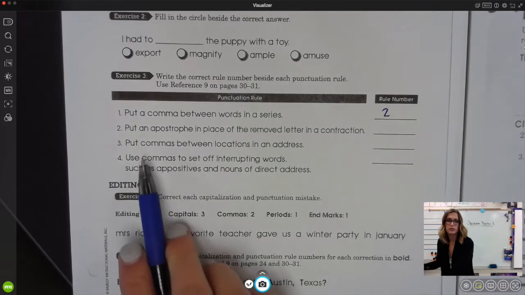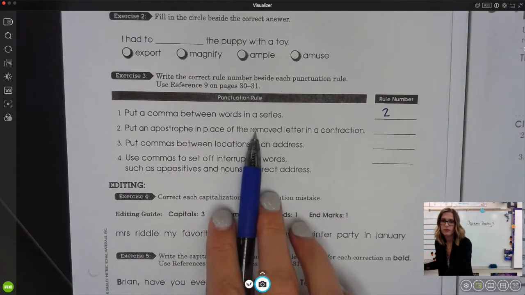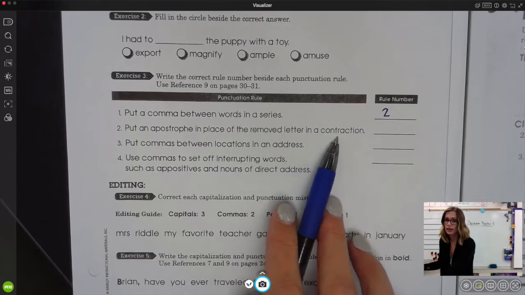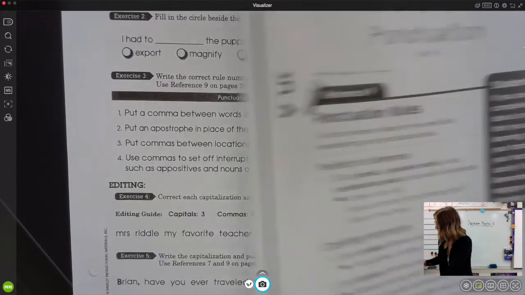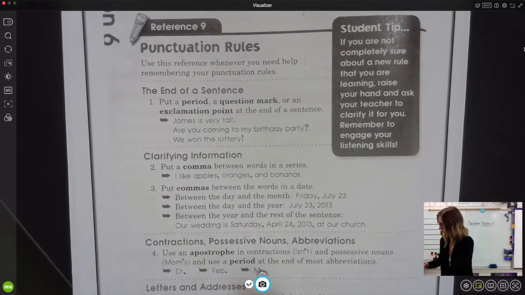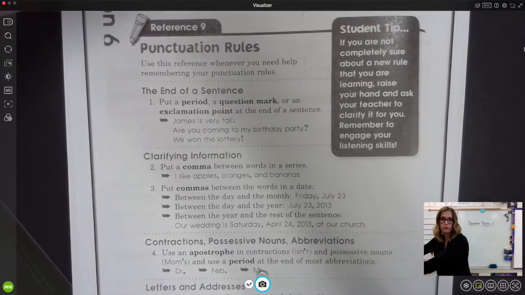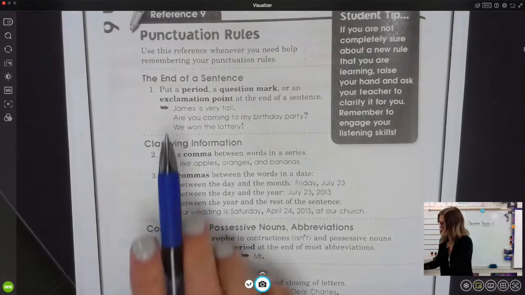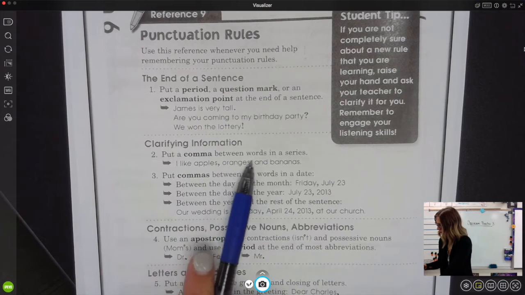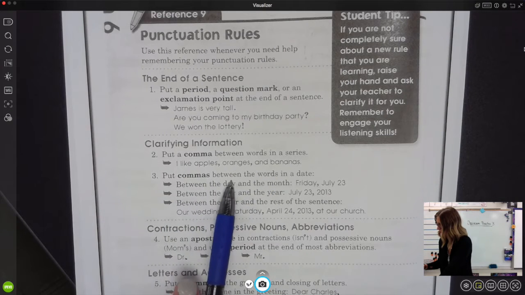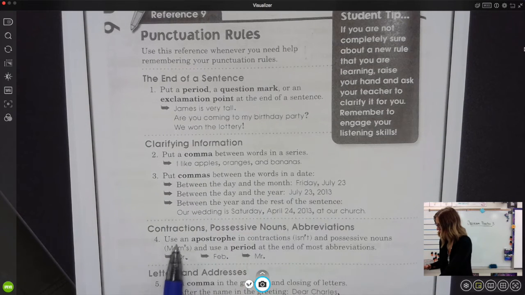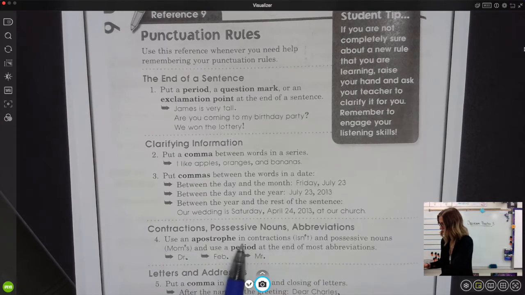Next one says put an apostrophe in place of the removed letter in a contraction. Removed letter in a contraction. Put an end mark at the end of a sentence. Put a comma between words in a series. Commas between words and a date. Use an apostrophe in contractions right here. So rule number 4.